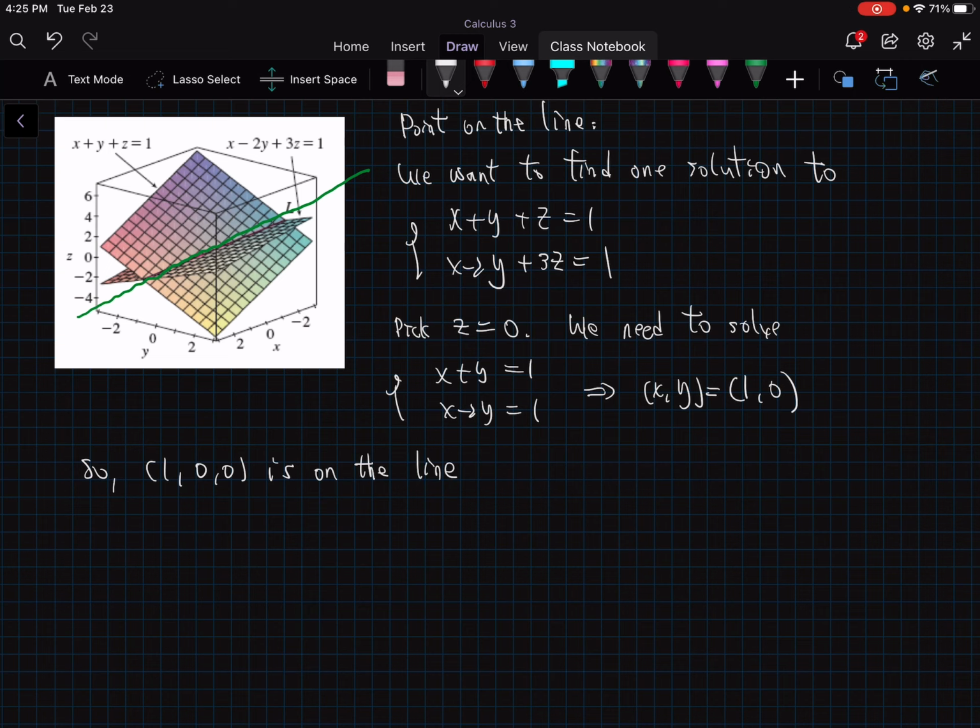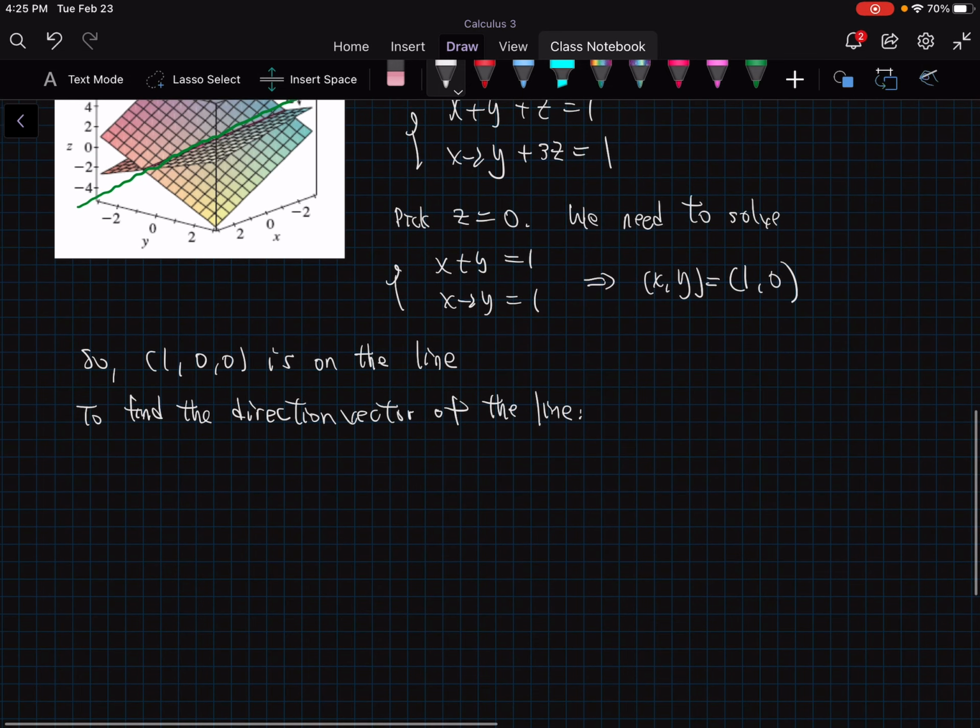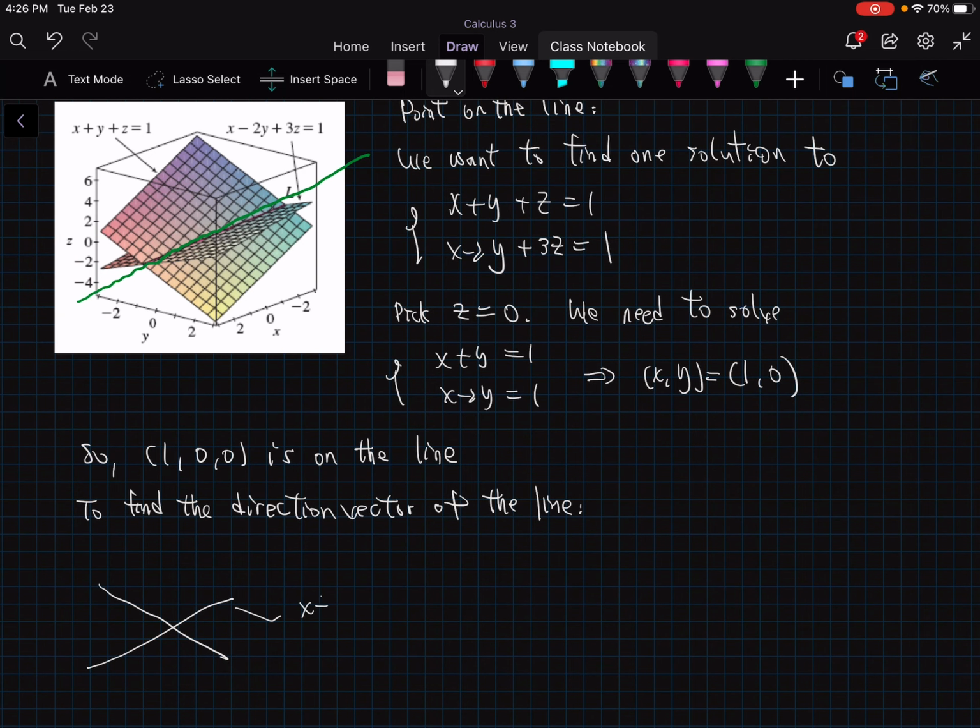Next, how do we find the direction vector of the line? Let's look at the planes from a sideways viewpoint. If I look at these two planes like this, this is x minus 2y plus 3z equals 1, and this is the line of x plus y plus z equals 1. The line is right here, the red dot, coming either toward you or away from you. So how do we find the direction vector of the line?